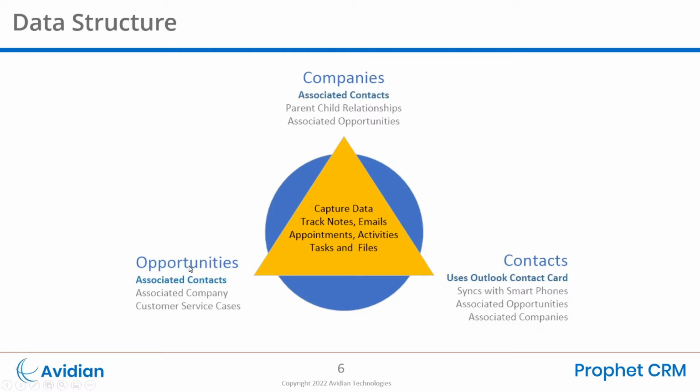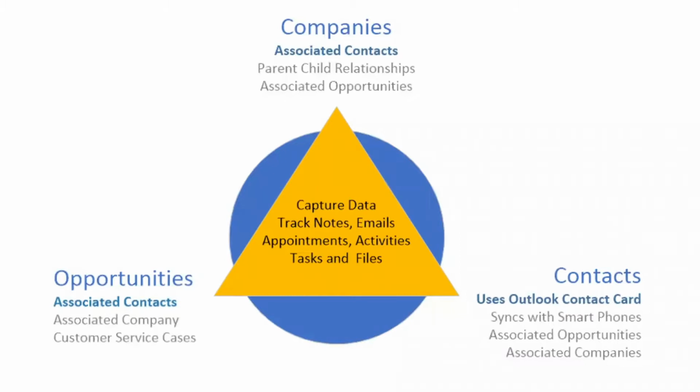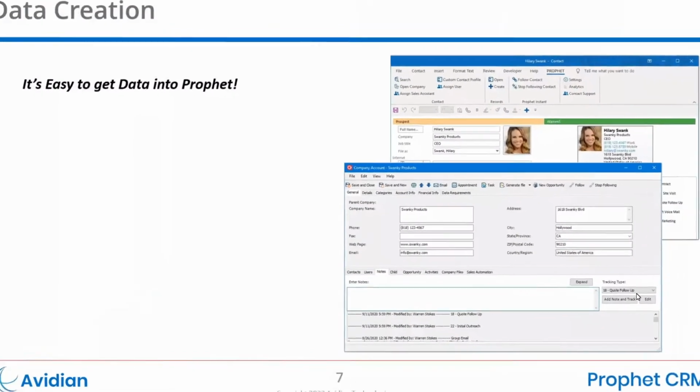But the whole point of this is not just to capture the data, but to understand and do something with it. It's to be able to track all of the interactions with clients or prospects. It's the ability to see all the emails and appointments and tasks and other activities, and associate files, documents, and folders with each of these different types of entities. So try to get your mind around that as we go through this.